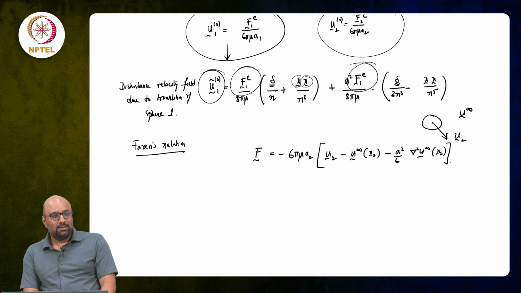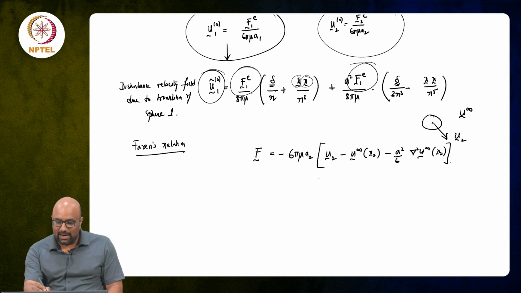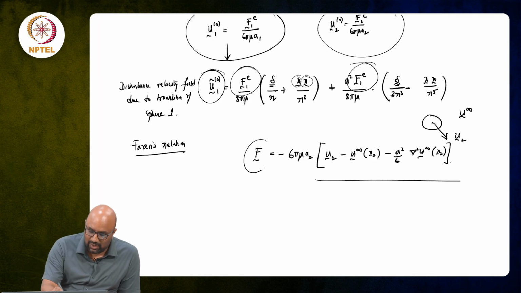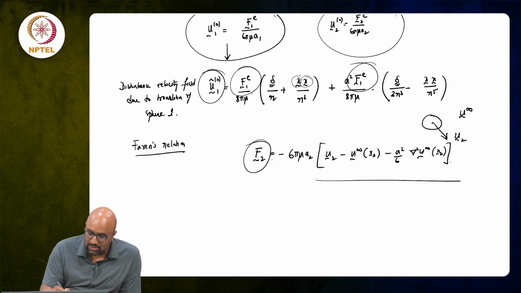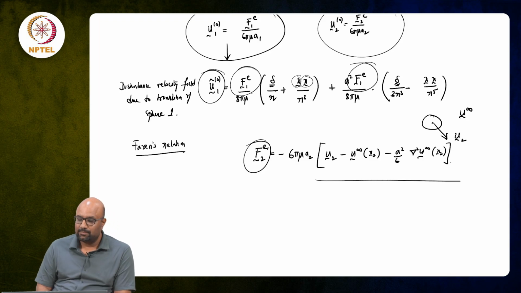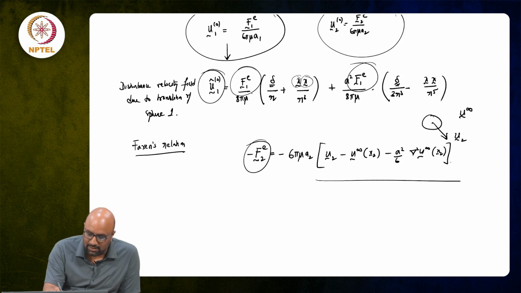Do you remember this? The drag force on a sphere that is translating with a velocity u2 in some background ambient flow u infinity, which is a Stokes flow. That is important. U infinity should be a Stokes flow. So, if it is in some background ambient Stokes flow, then the drag force is this. Now, for sphere 2, what is F? F2, that does not change, right? Or rather F2, which becomes minus F2e.